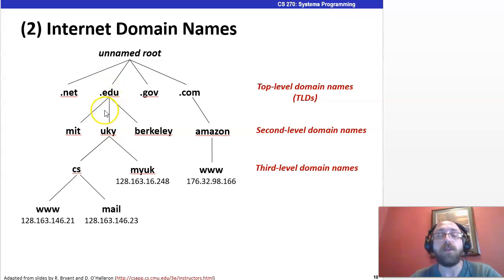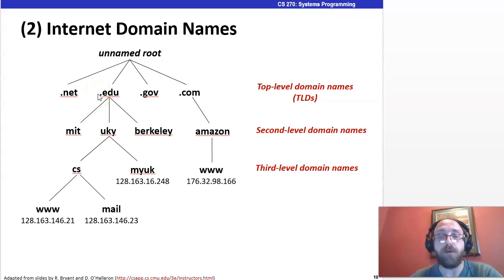So when you ask for the address of www.cs.uky.edu, you'll send that request to your ISP. Your ISP will send that to the root server, or to a root server, one of those 13, and the root server will reply to your ISP and say, .edu is handled by this other server. So then your ISP's DNS server will contact the edu server and ask, what is the address for www.cs.uky?